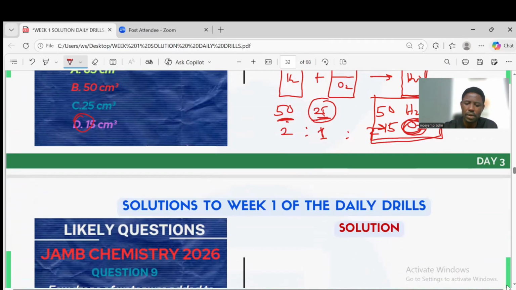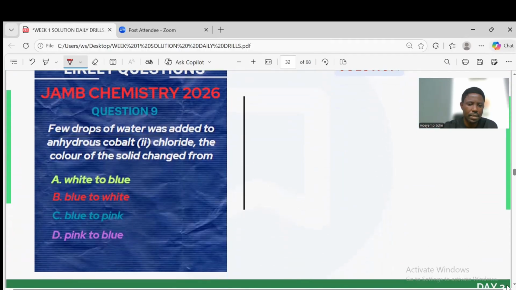A few drops of water were added to anhydrous cobalt chloride. All right. The color of the solid will change. This is a test for the presence of water, and we use two different substances to do that. All right, because we are learning.